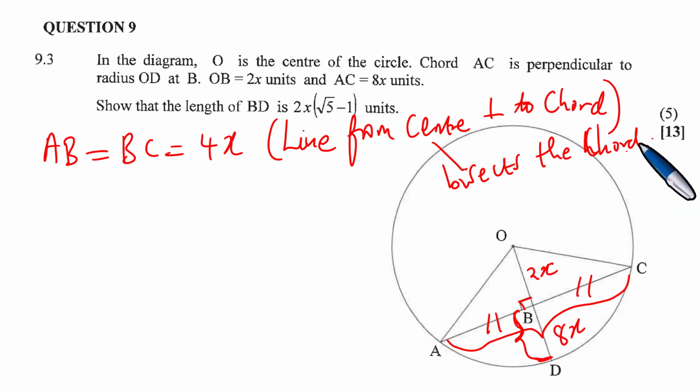What does it mean to bisect a chord? Well, this line bisects the chord. To bisect is to cut into 2 equal line segments. It divides the line segment, or this chord, into 2 equal parts.